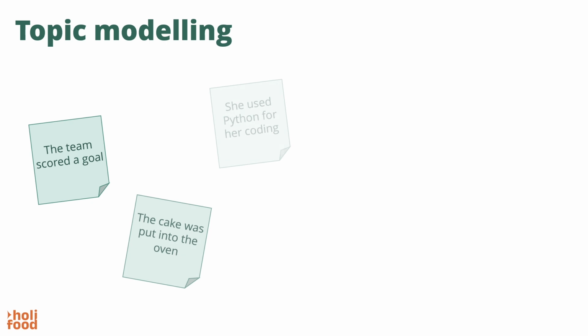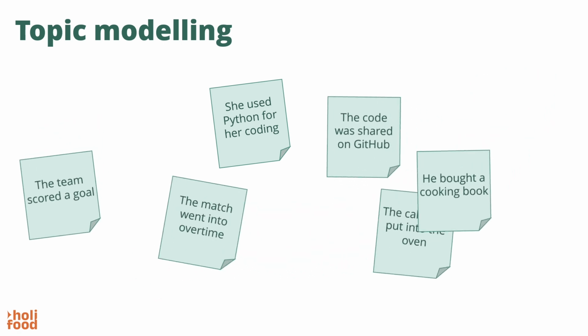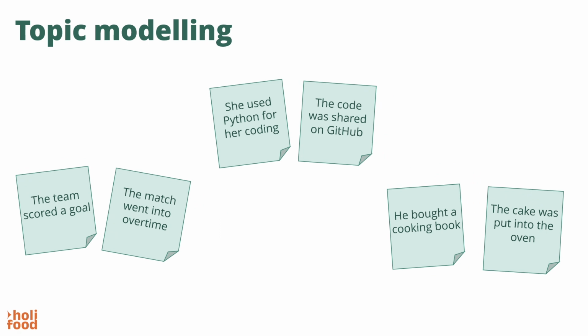Imagine you have thousands of sentences written on sticky notes. They are all mixed together. The model first figures out which sticky notes are talking about similar things. Then, it groups together sticky notes that talk about the same topic, even if they use different words. Once each group is formed, the model asks, what word best describes this group? These words become the topic labels.